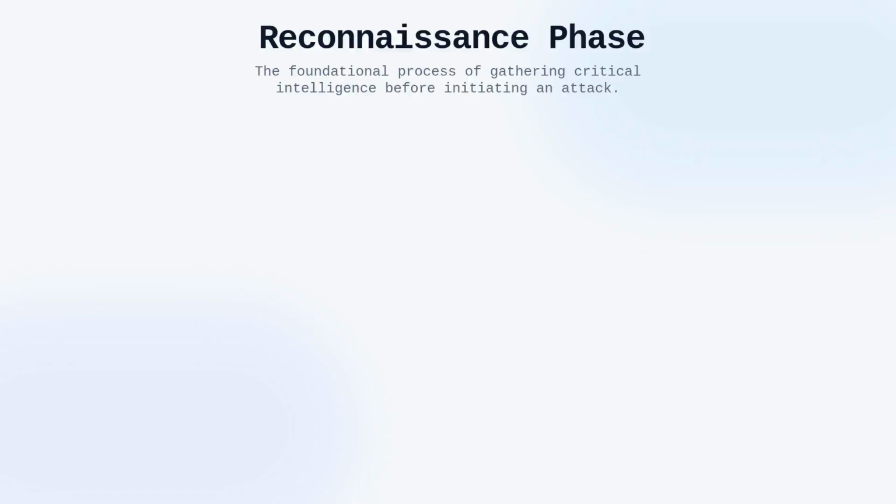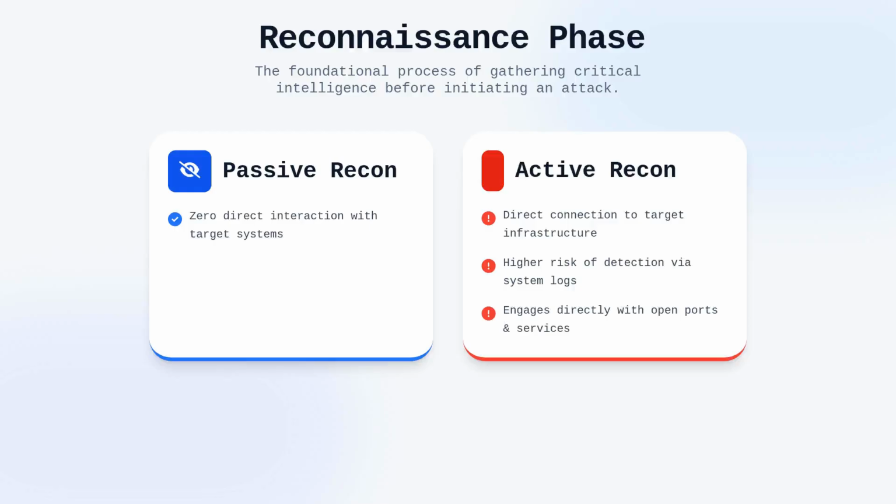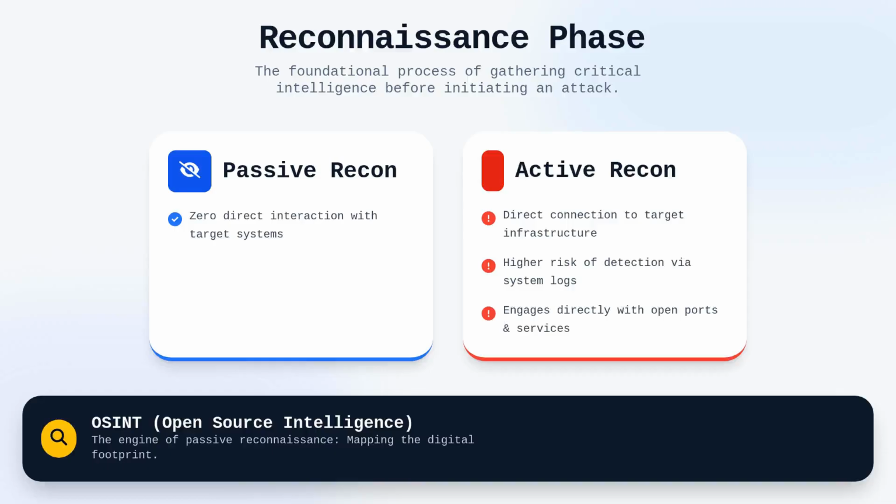Reconnaissance is the foundational phase of any engagement, representing the process of gathering information before an actual attack occurs. We categorize this activity into passive and active reconnaissance based on the level of interaction the surveyor has with the target infrastructure. Passive reconnaissance involves collecting data without directly connecting to or interacting with the target systems, often relying on publicly available information. This is where open source intelligence, or OSINT, becomes essential, as it allows us to map an organization's digital footprint through search engines, public documentation, and metadata.